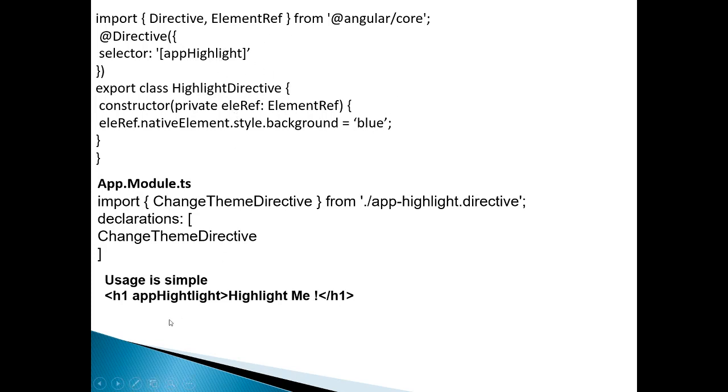And where we want to apply this color, how will we use it in the HTML file of that component? In the tag, we write appHighlight. appHighlight is actually our directive which we have created. So it calls this directive and applies the blue background to this highlight me. So this is the way we can create our own directives. This is all about directives.